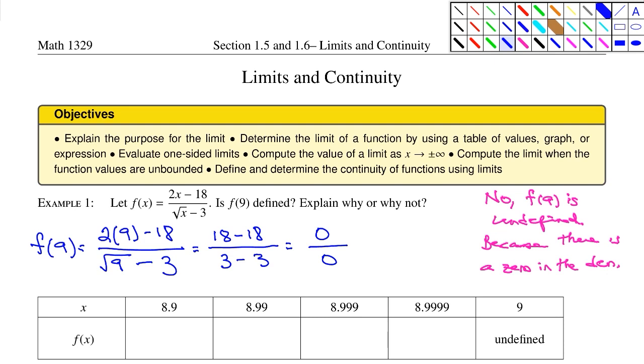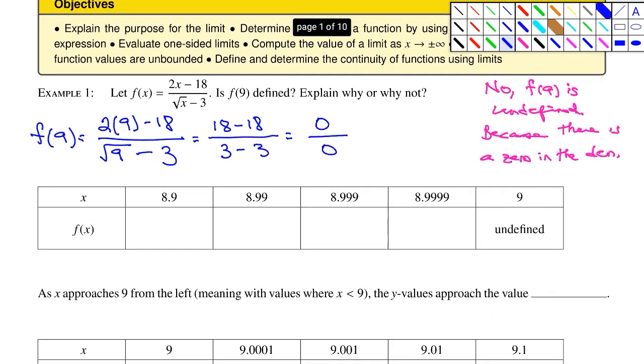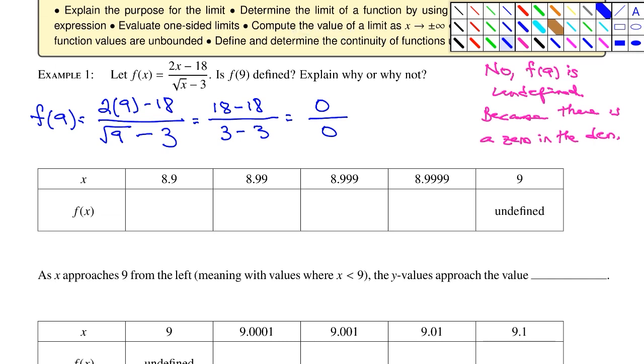So let's take a look at some other evidence, some other things that are going on with this function. So I know that I can't evaluate this function at x equals 9. But maybe I could determine what happens to the y values as I get closer and closer to 9. So here's a table of values, and I want to complete this table of values with the function above. And we'll demonstrate this in the calculator.